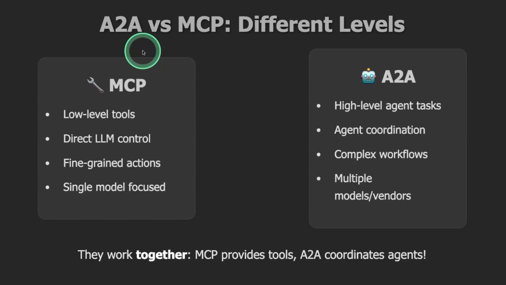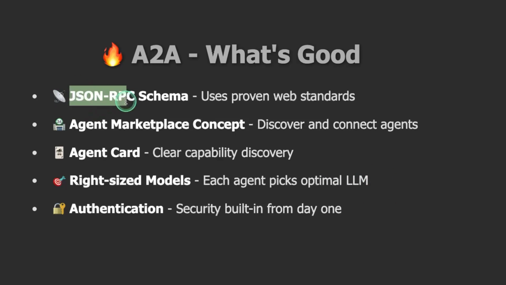We already saw the difference between MCP and A2A. MCP is just low-level tools, and A2A is high-level agent task. MCP direct LLM control, A2A agent coordination, MCP fine-grained action, A2A complex workflows, MCP single model focused, A2A multiple models and vendors. So what's good about A2A? JSON RPC schema, agent marketplace concept, agent card, right-sized model, pick and choose model what you want to use for specific tasks, and authentication built in. It also contains state of a task.